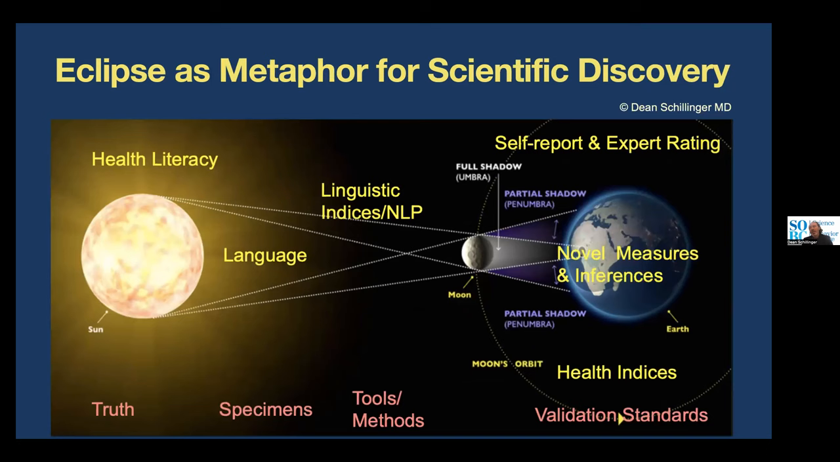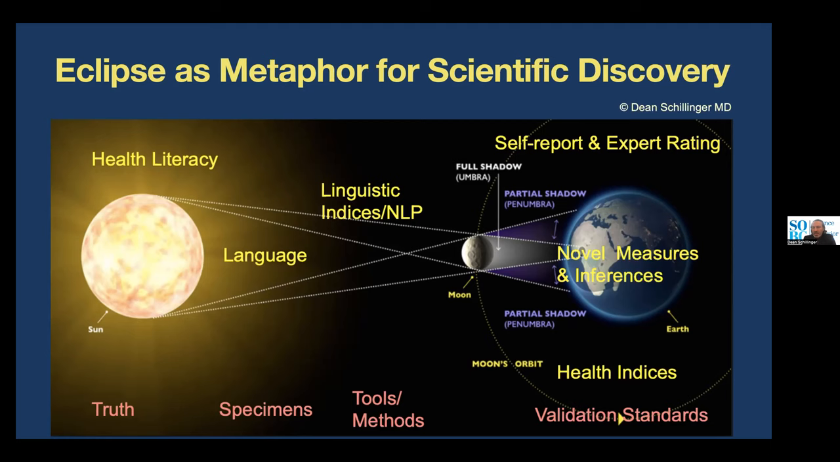Let's now make the analogy clear with respect to the Eclipse Project. So the sun here is health literacy. We're trying to measure health literacy at the patient level. We're doing it through the filter, through the eclipse of the language that patients and physicians are using. Those are our specimens. The tools and methods that we're applying to measure health literacy are natural language processing linguistic indices. These are tools that have been developed to measure pieces of language as they arise in patients' and physicians' communications.